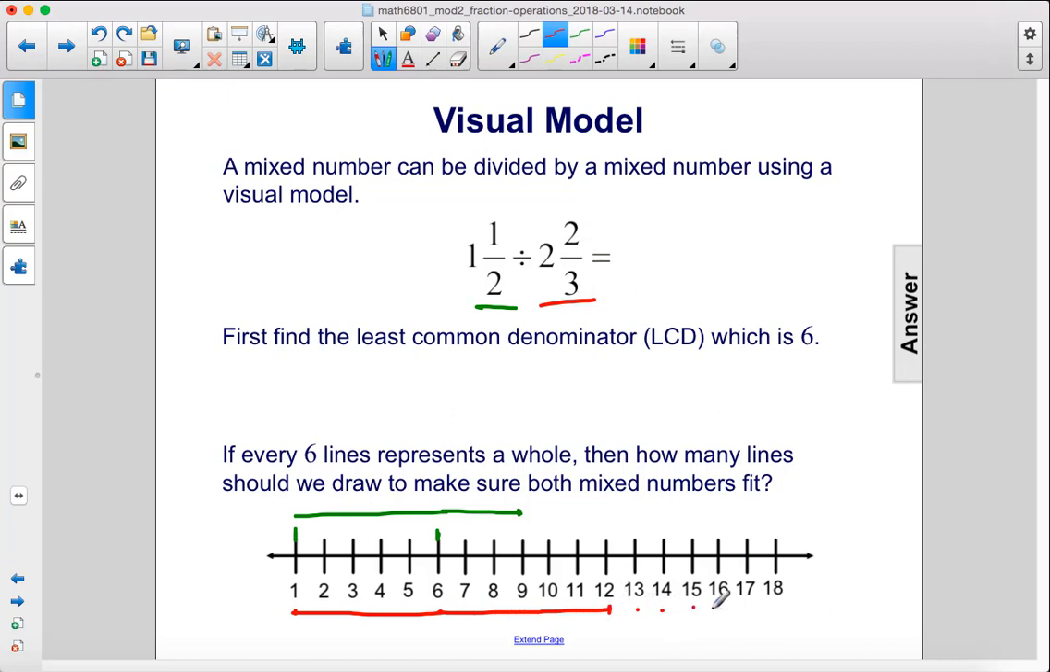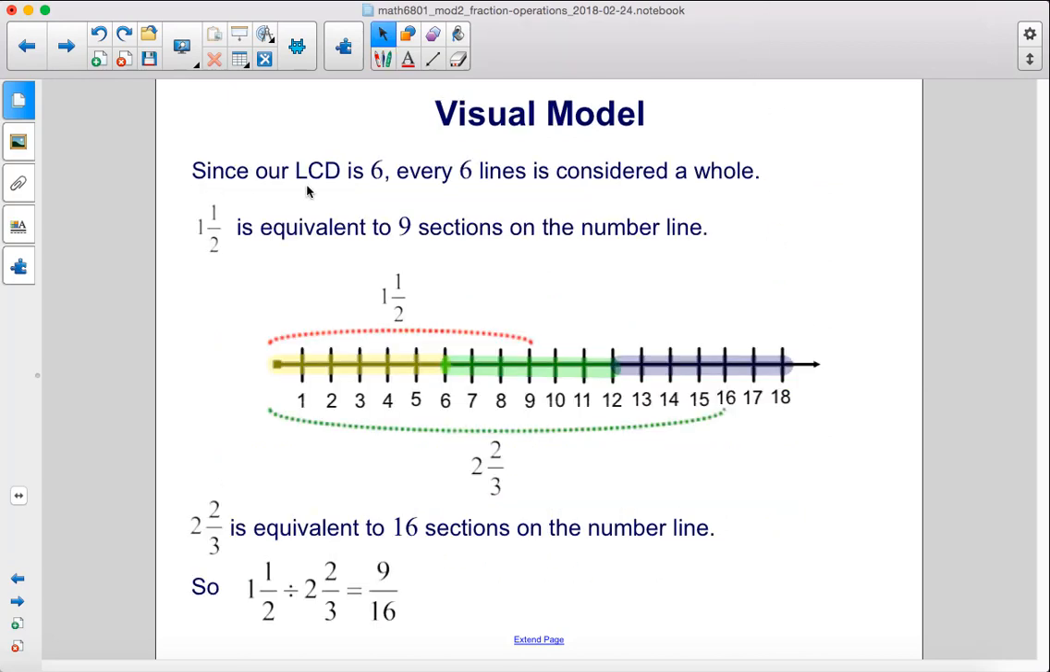1, 2, 3, 4. But if you draw 18 lines, that's actually 3, because if 6 lines represents a whole, you would have a set of 6, and then another set of 6, and then one final set of 6. So this would be 3 wholes, and it would fit both of our numbers. Since our LCD is 6, every 6 lines is considered a whole.